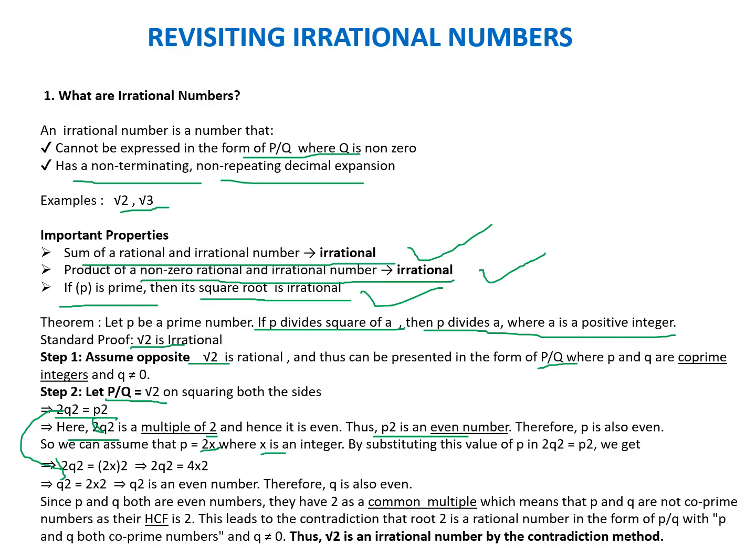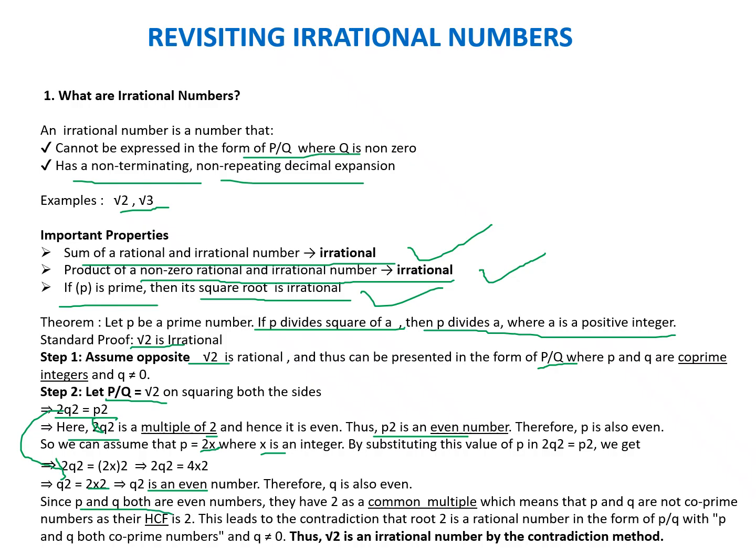So for q square, we reduce that number 2 from here, and 4 we reduce to 2. So we are saying that q square is equal to 2 into x square, and q square is an even number. Therefore, q is also even. So if we have 2q square equal to 4x square, which means that q square is also an even number, because 4x square is an even number, and hence q is also an even number.